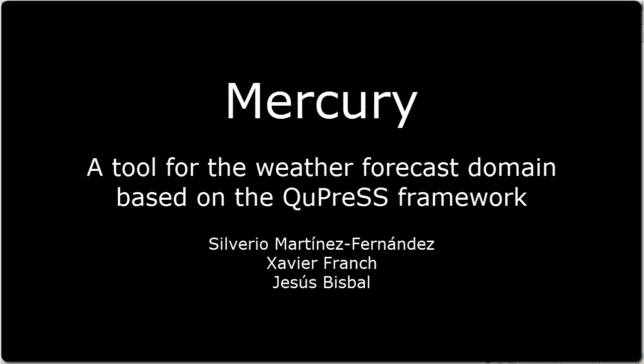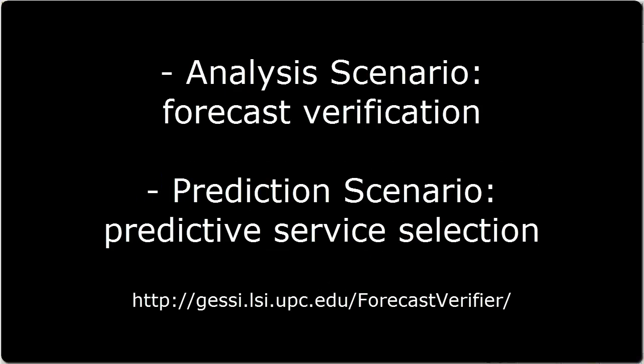Mercury is a tool for the weather forecast domain based on the QPress framework. It has two main functionalities. First one, to analyze under which circumstances forecast models perform better or worse, and second one, to redirect users to the most accurate weather predictive service to satisfy their own needs. The tool is available on the internet.